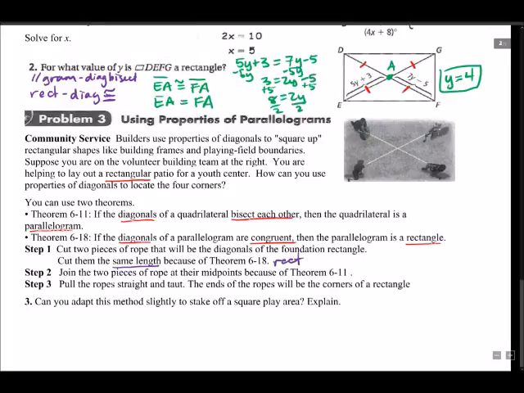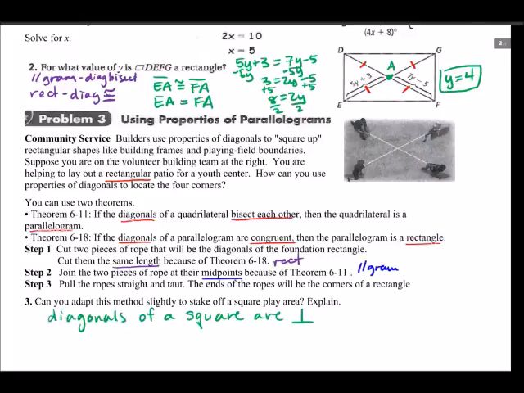Right? Our diagonals are congruent. And then if we join the pieces of rope at the midpoints, then they will bisect each other, which will give us a parallelogram. And then if we make the rope straight, the ends of the rope will be at the corners of the rectangle. So isn't that pretty neat? All right, pause the video and do the last problem.